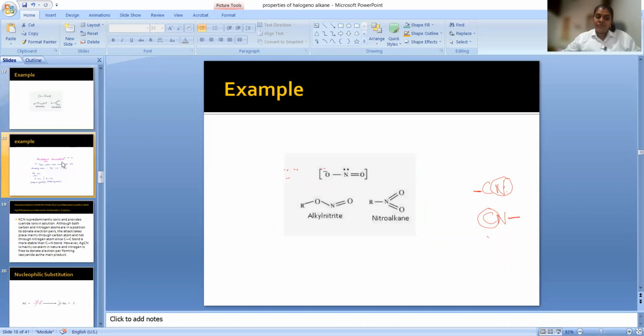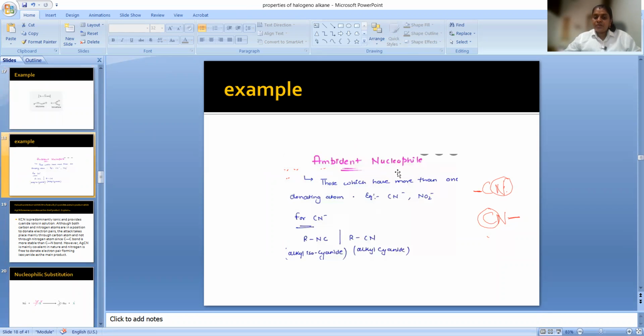And the same goes for an ambident nucleophile like CN minus. If CN is bonded through nitrogen, it is called an alkyl isocyanide. If it is bonded through carbon, it is called an alkyl cyanide. That is the difference. So we can see two different types of nucleophilic center here.